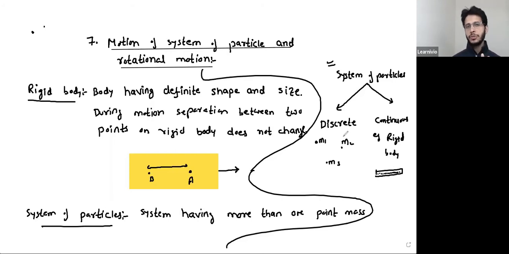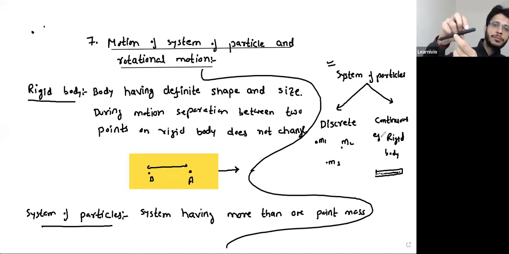In discrete distribution, we usually have a finite number of particles. But if you take a continuous distribution, or if you take a rigid body, then the number of particles is not finite. They are rather infinite. Like if I take this pen, and I ask you to calculate the number of points over this pen, the number of points over the pen is simply infinite. You have infinitely many points on the pen.